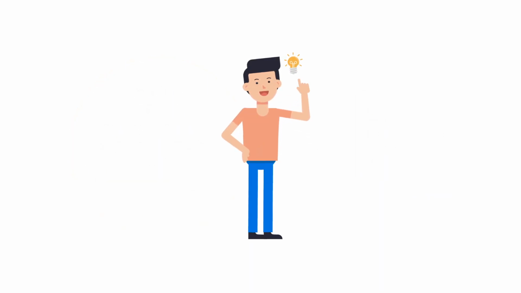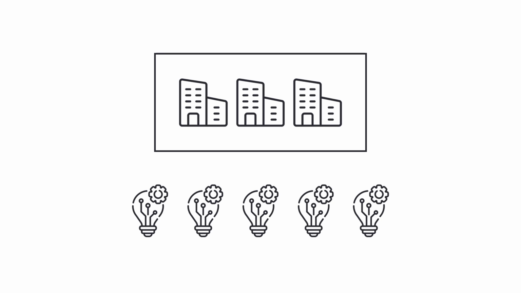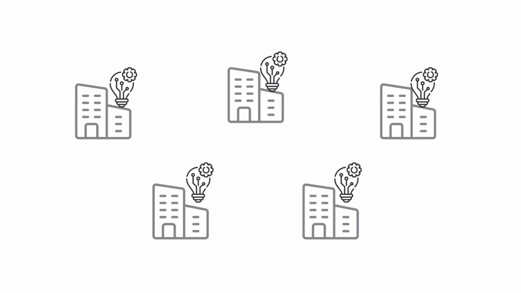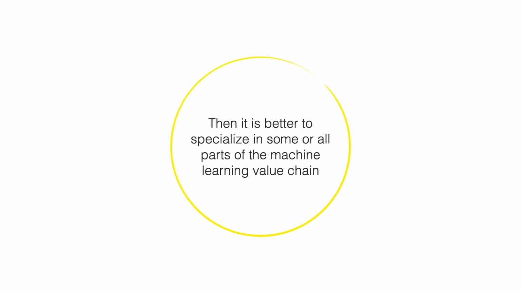Another reason to integrate is if the upstream market is concentrated and many downstream firms receive identical upstream inputs. If everybody has access to the same resources, they are no longer rare and difficult to imitate. Then it is better to specialize in some or all parts of the machine learning value chain.